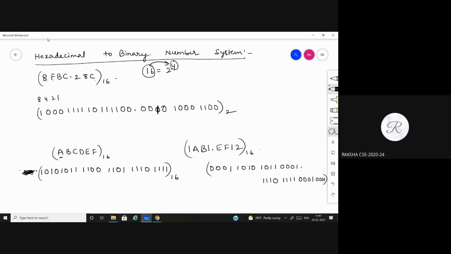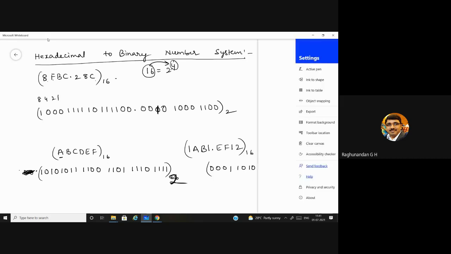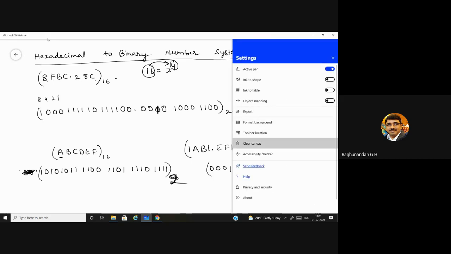Okay. Good. So this is base 2. Sorry, this is in binary, so it should be in base 2. Hope all of you got the same answer. If you have any doubts, you can ask me. Otherwise, we'll go to the next conversion.